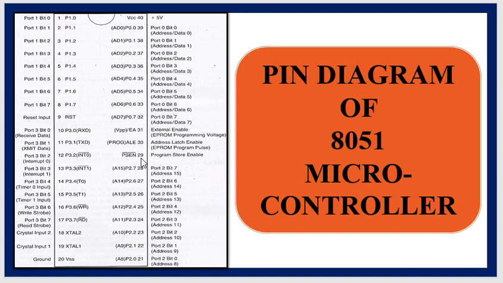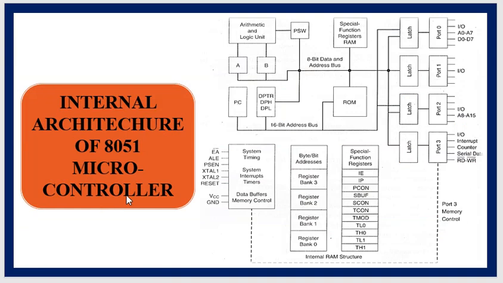Next, pins number 32 to 39 are called the port 0 pins, which act similar to port 2. If the external memory is not used, these pins can be used as general input and output pins. And finally, pin number 40, the last pin, is the power supply of the microcontroller. This is the pin configuration of the 8051 microcontroller and its internal architecture.